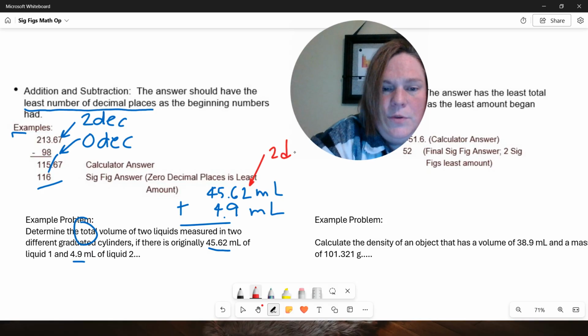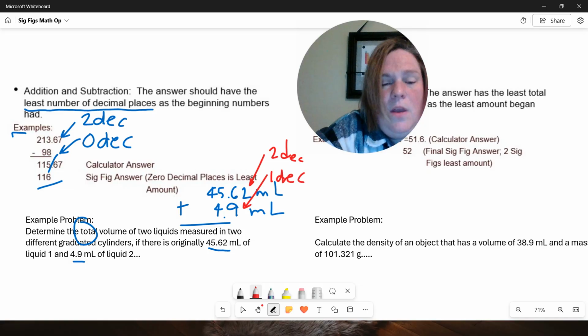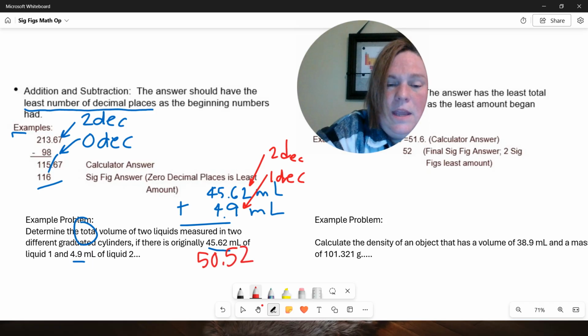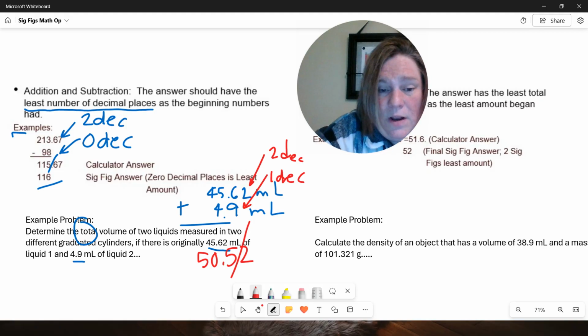There are 2 decimals in the first value, and there is 1 decimal in the second. So even though when I add these and my calculator gives me an answer of 50.52, I know I can keep 1 decimal. So I have to drop that 2, and I can just leave the number alone. And so my final answer is 50.5 milliliters.